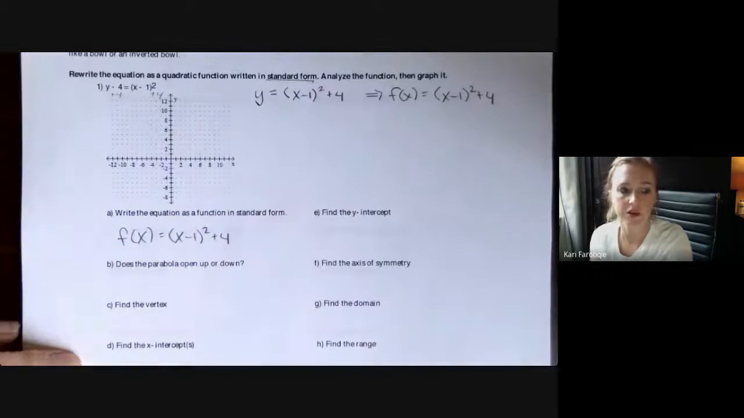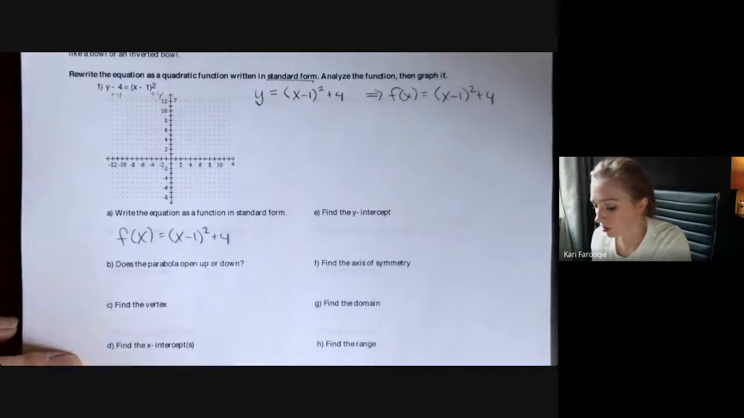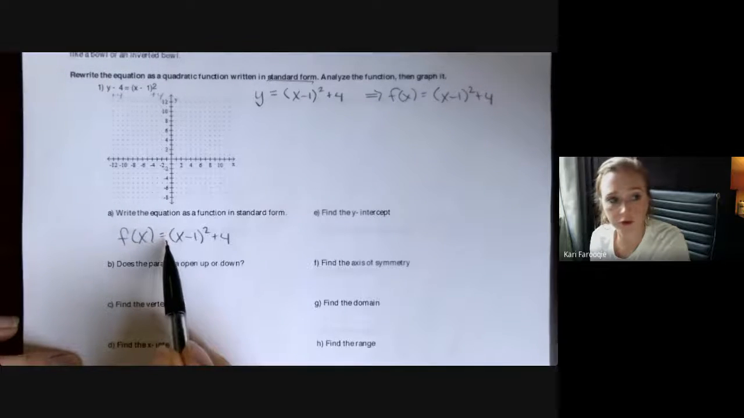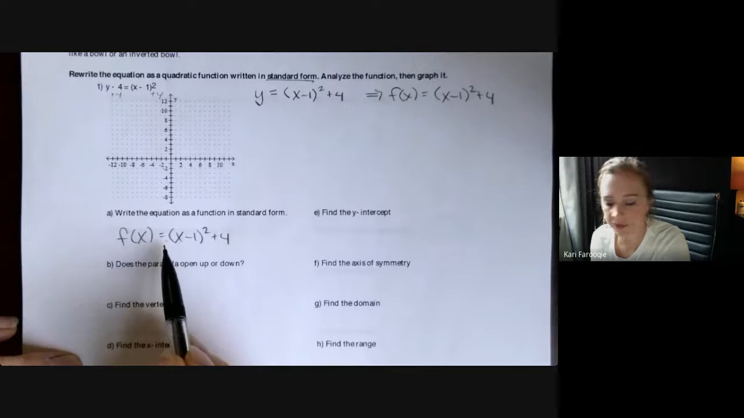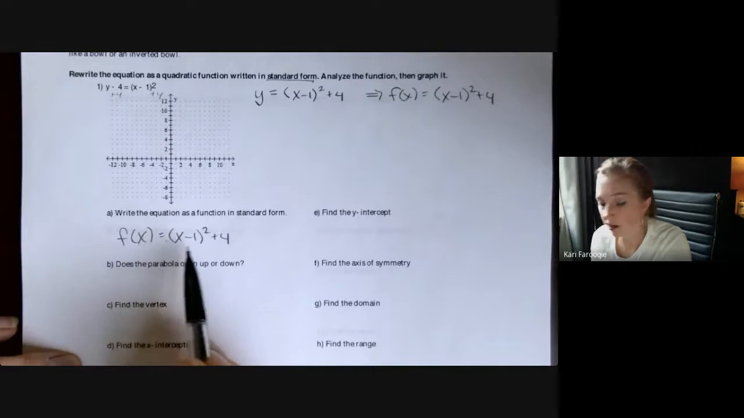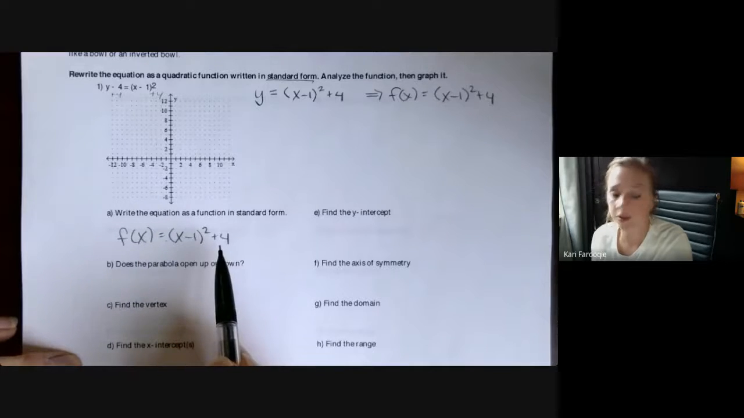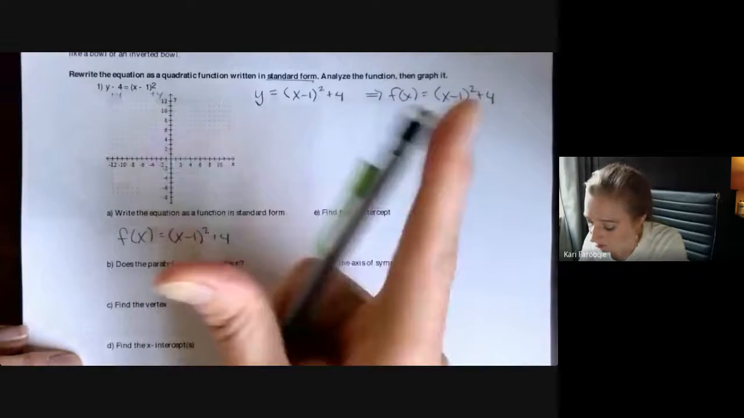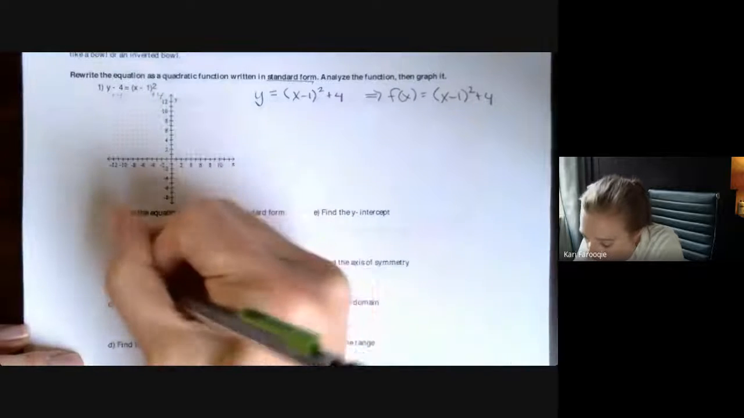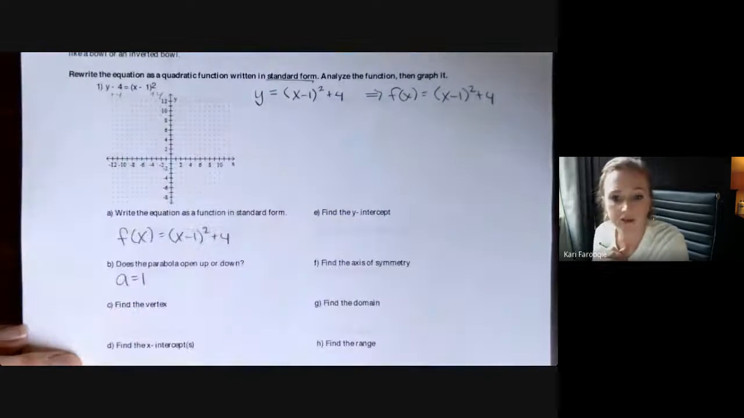B, does the parabola open up or down? In order to answer this question, you're going to look at the coefficient in front of your squared term. In this case, you just have x minus 1 quantity squared. That means that the coefficient a is actually equal to positive 1. It's not written, so you can assume it's positive 1.